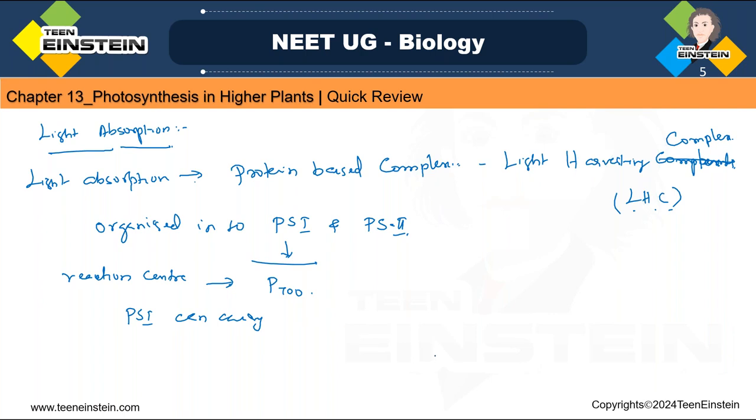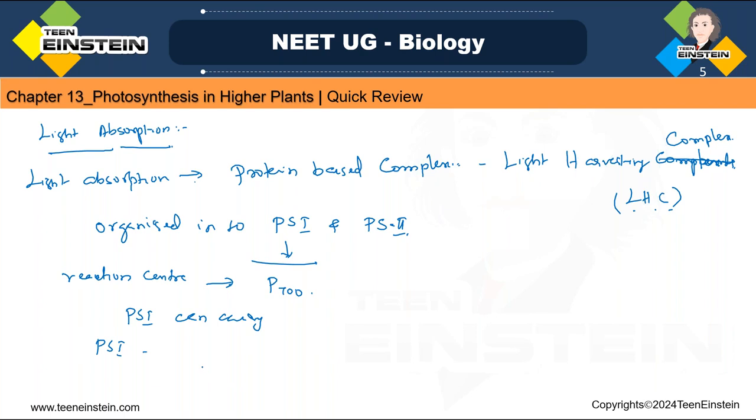And photosystem 1 with electron carriers is located on the non-appressed parts of grana thylakoid and stroma thylakoid.